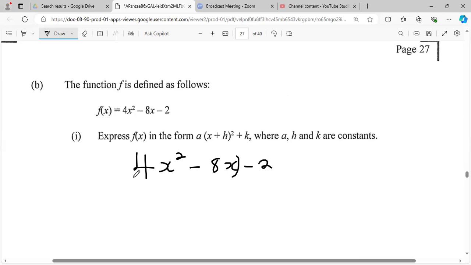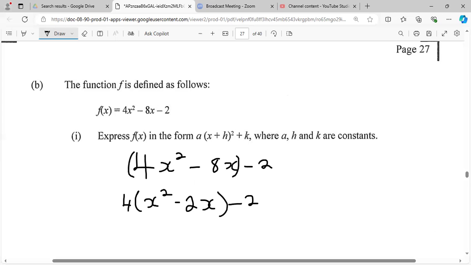Alright, so we bracket off the x terms. What we want to do is make the coefficient of x be 1. So we are going to divide by 4. So 4 into 4 is 1, so we get x squared. 4 into 8x is going to give us negative 2x. So that's the first step.